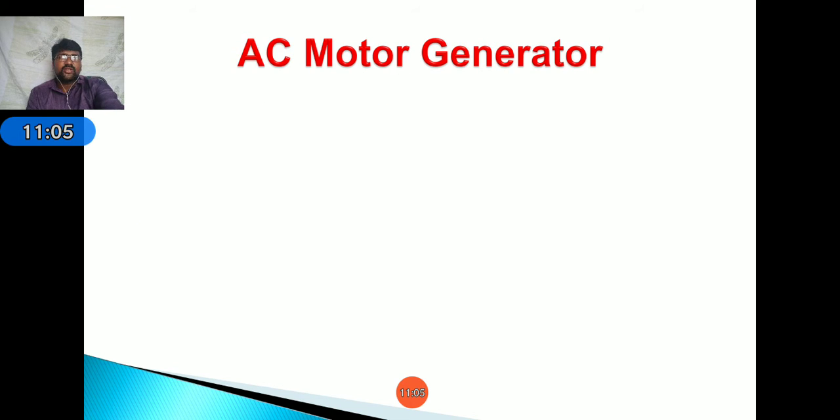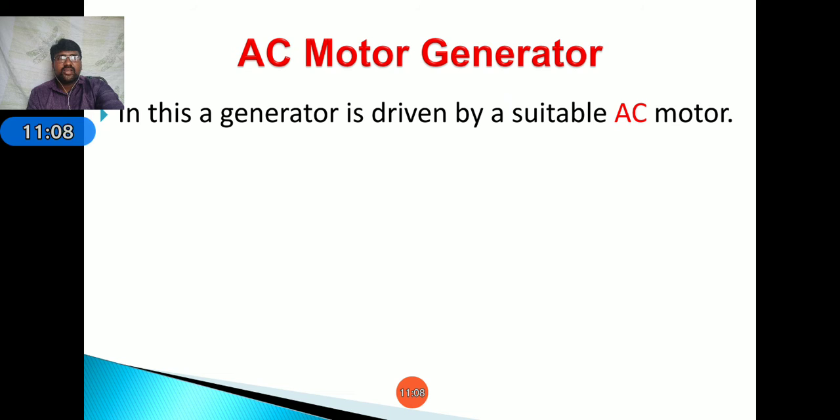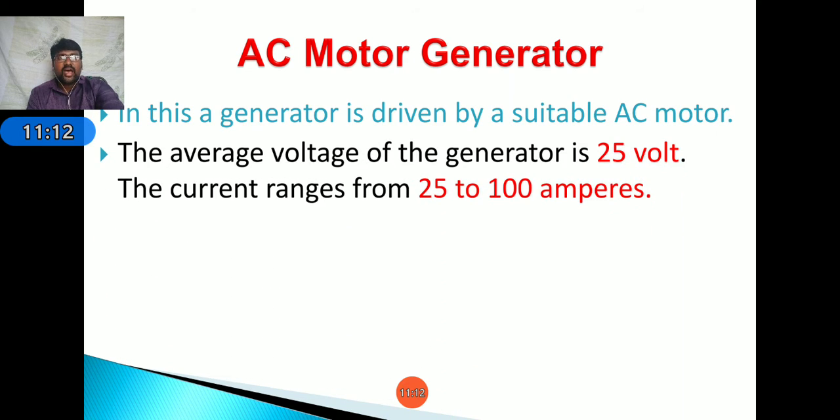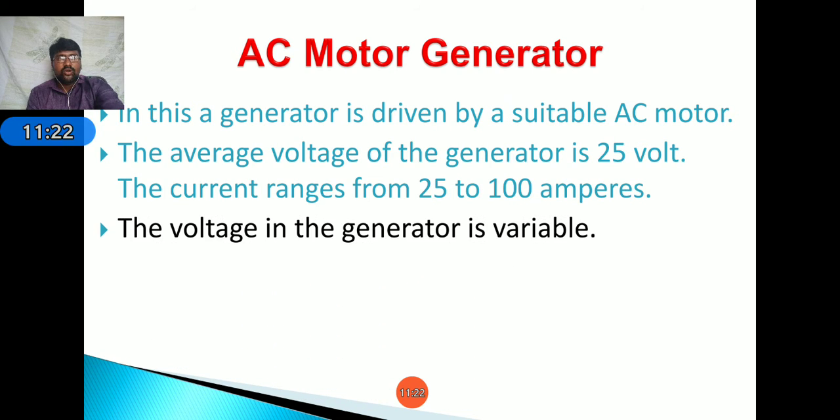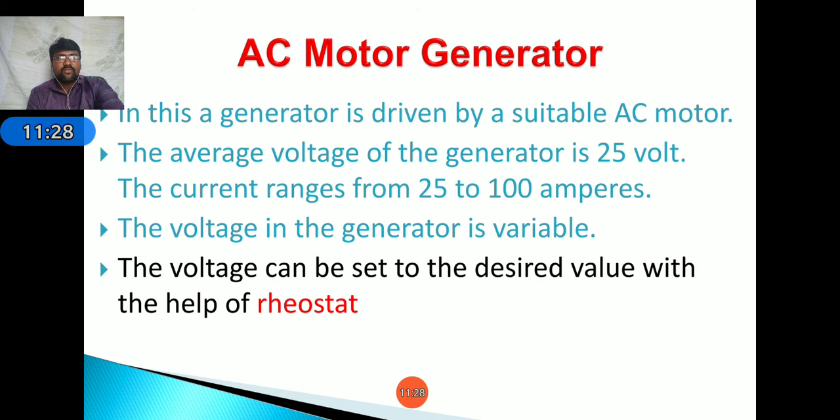Next, coming to AC motor generator. Here, in this, a generator is driven by suitable AC motor. Next, the average voltage of the generator is 25 volts. Next, the current in the range of 25 to 100 amperes. Next, the voltage in the generator is variable. We can change the voltage of the generator. Next, the voltage can be set to desired value with the help of rheostat. We can change it by using the position of rheostat.